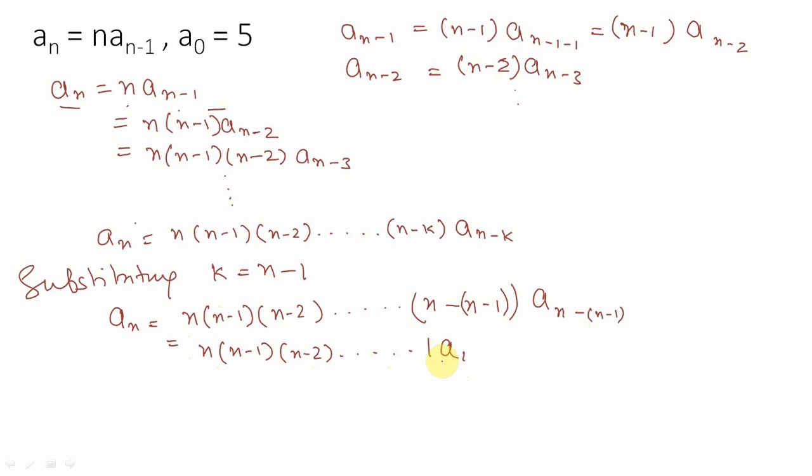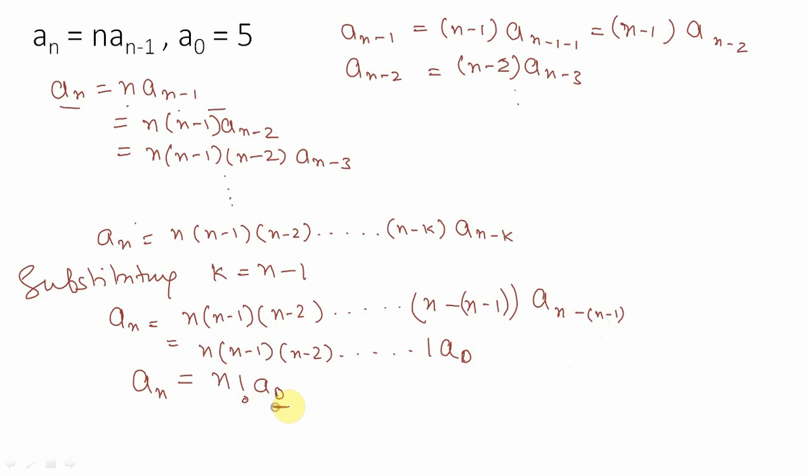Remember what it is? This is the factorial. This is the expression for the factorial. So this I can write as n factorial a_1. So a_n is equal to n factorial a. Sorry, this will be a_0, not a_1. It will be a_0. So n factorial a_0. This is n minus 1. So this will be a_0.